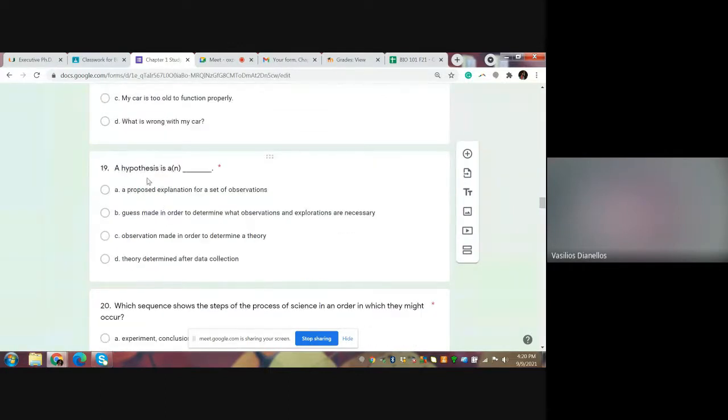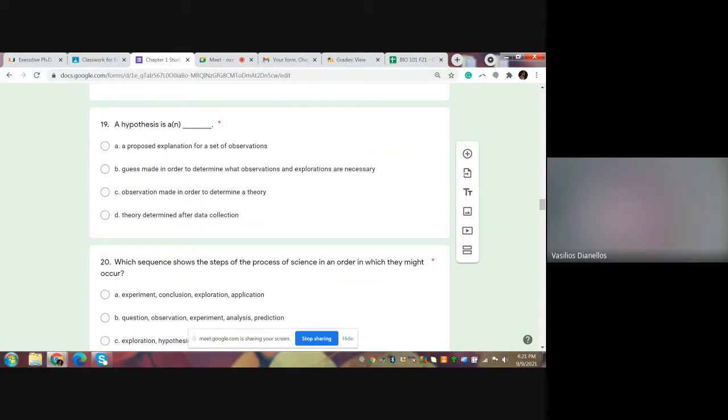But a hypothesis is, yes, it is a proposed explanation for a set of observations. No, a lot of people guess this. It is not B. They put a guess made in order to determine what observations and explorations are necessary. The reason why that's not the correct answer is because observation and exploration, that's the first step in the scientific method. So obviously, you're not going to have a hypothesis that's going to lead you backwards, basically.